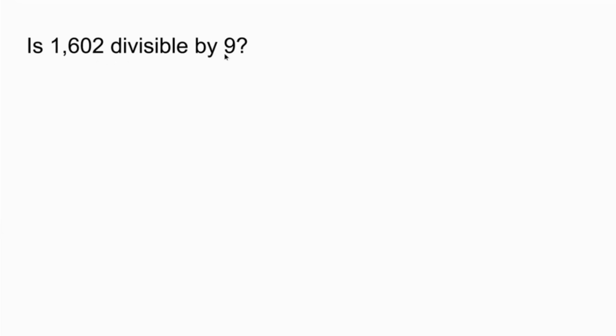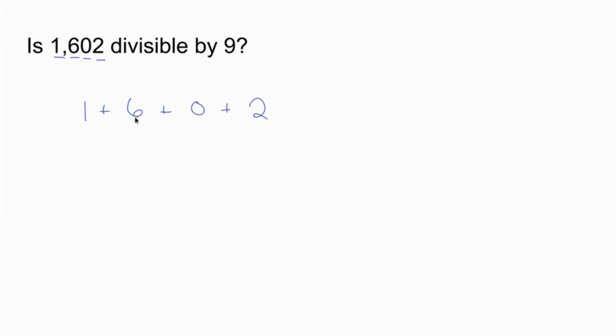Is 1,602 divisible by 9? Now, this is a divisibility rule, and the trick for divisibility by 9 is this. You take your number here and add up all the digits. So 1, 6, 0, and 2. 1 plus 6 plus 0 plus 2.